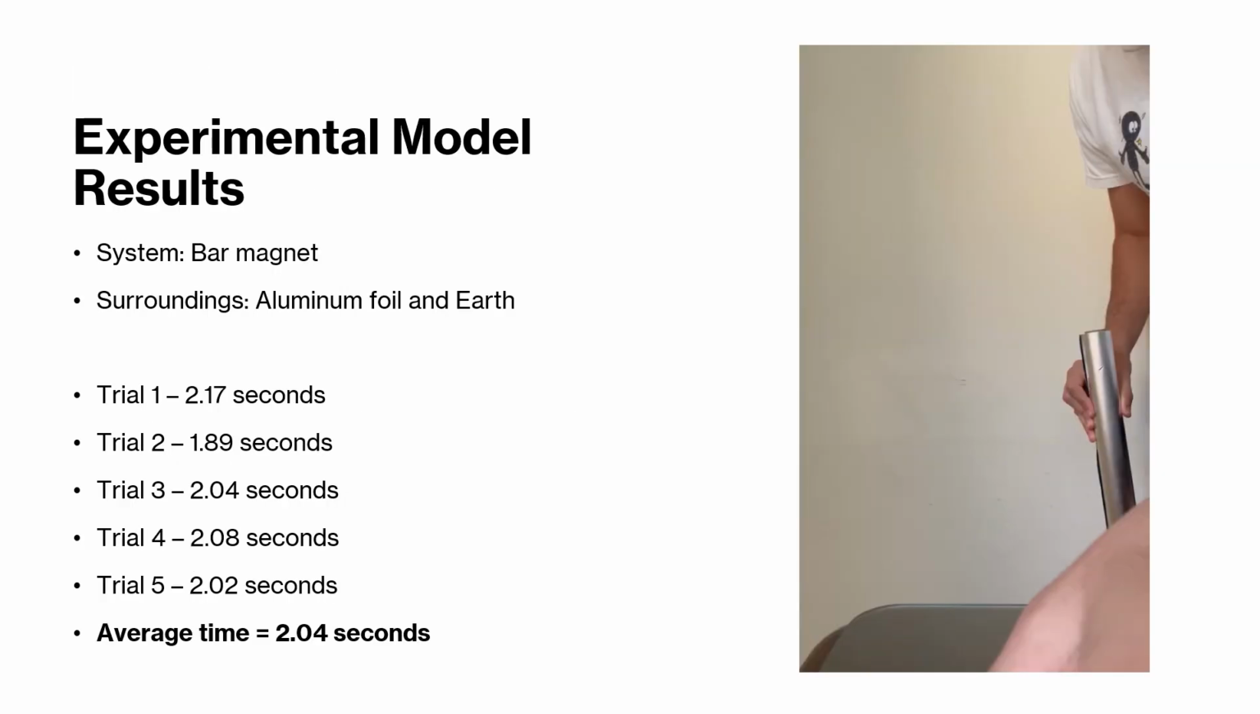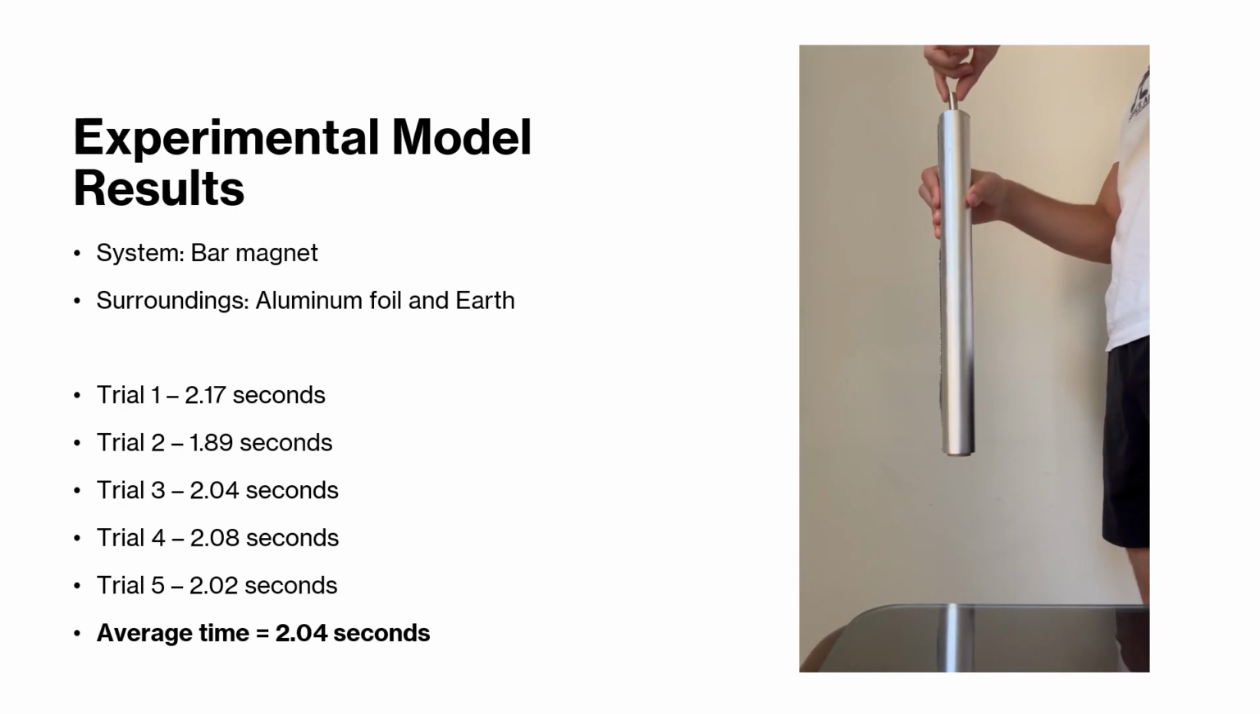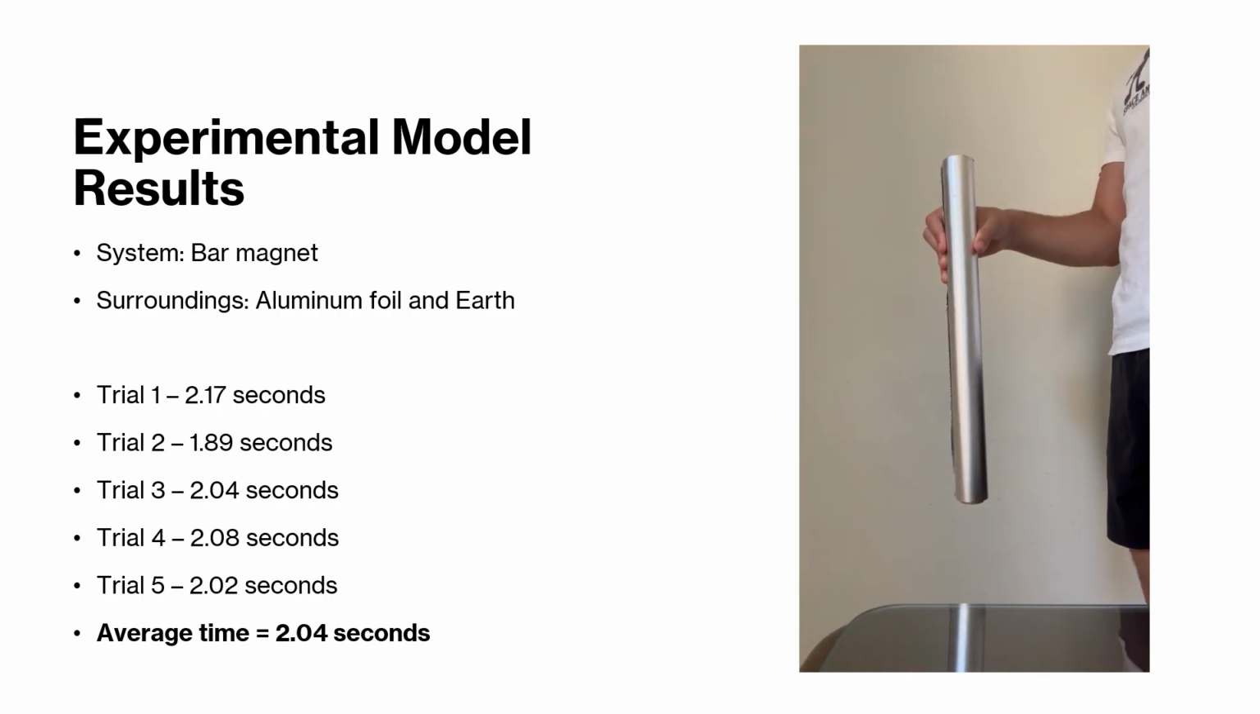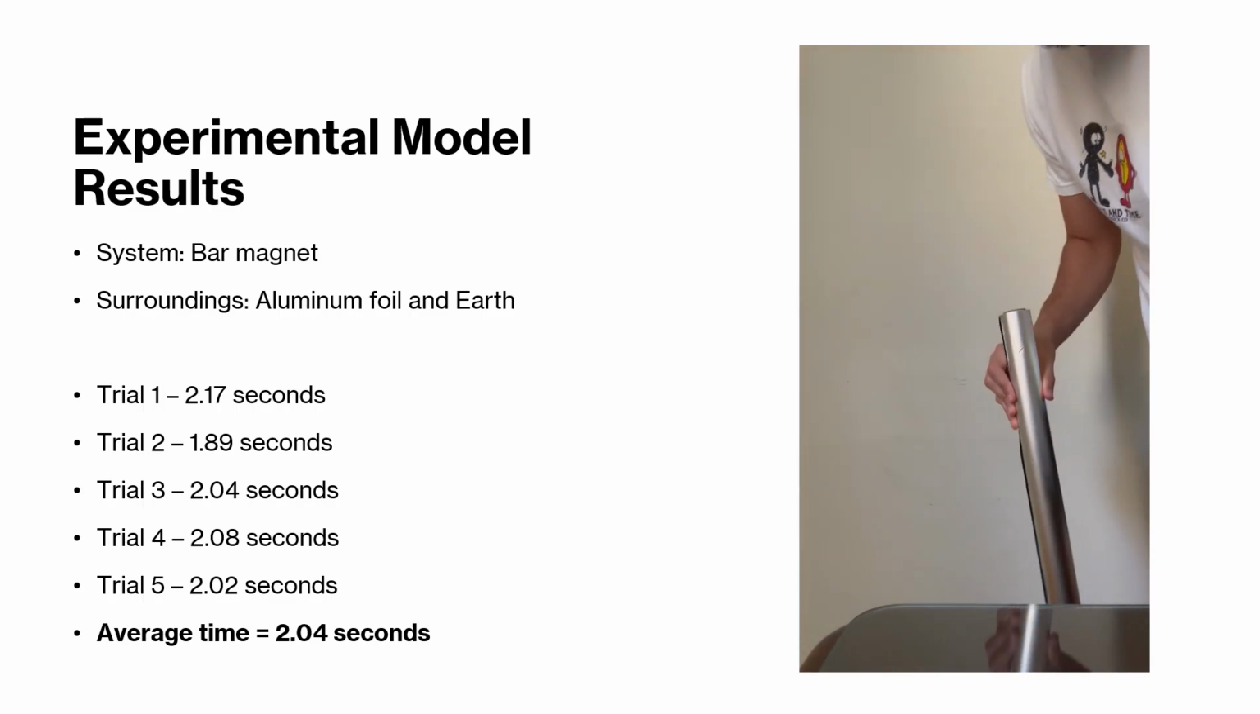Experimental model results. For this part of the lab, the system is the bar magnet, and the surroundings are the aluminum foil and Earth. For trial 1, we had 2.17 seconds, trial 2, 1.89 seconds, trial 3, 2.04 seconds, trial 4, 2.08 seconds, trial 5, 2.02 seconds. This averaged out to a time of 2.04 seconds.